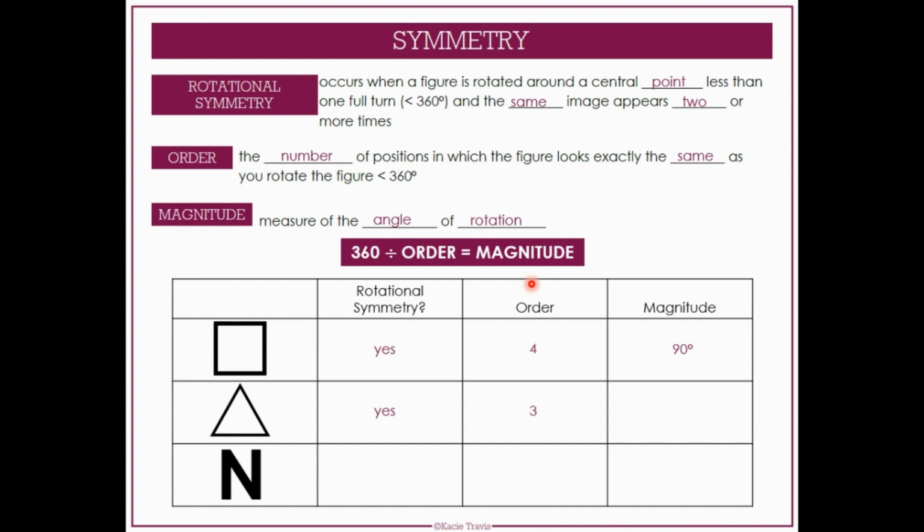So we're going to take 360 and divide it by 3 to get our magnitude. So 360 divided by 3 gets us 120. So this is our angle of magnitude.